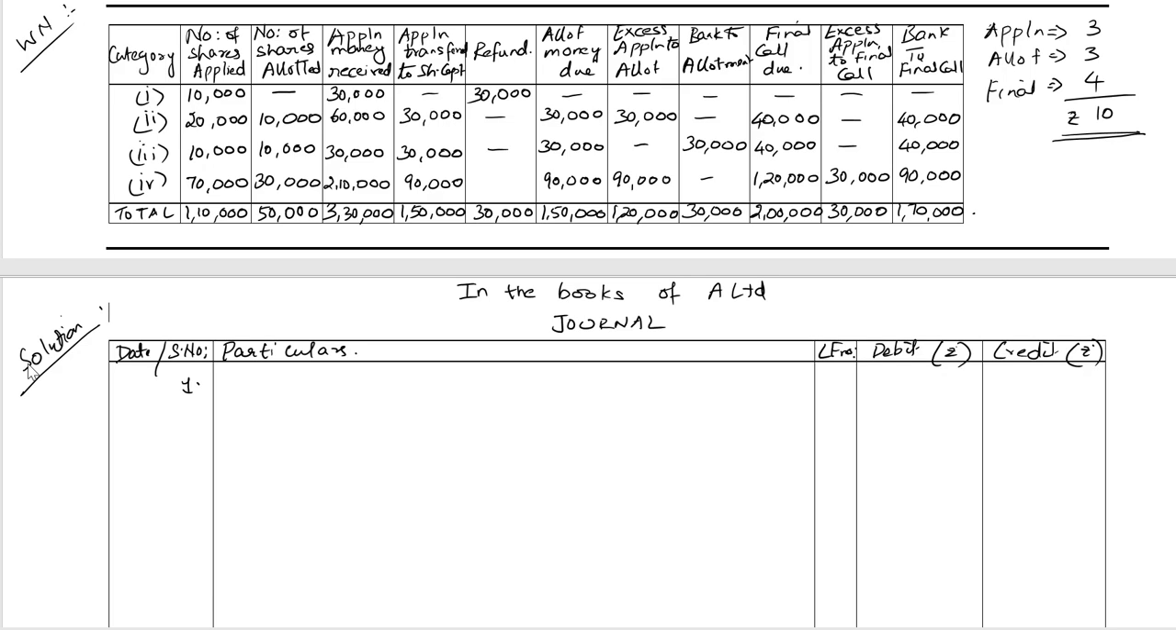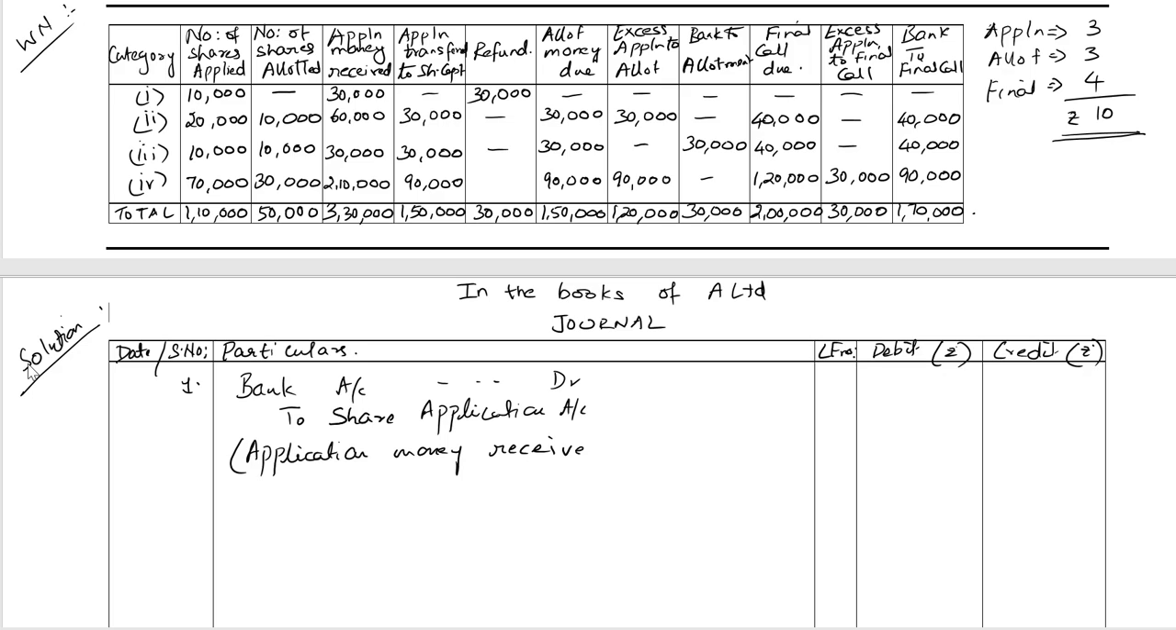First journal entry for the application money received. Bank account, debit to share application account for application money received. The amount against the entry is the total of the fourth column. Application money received, 3,30,000 rupees.